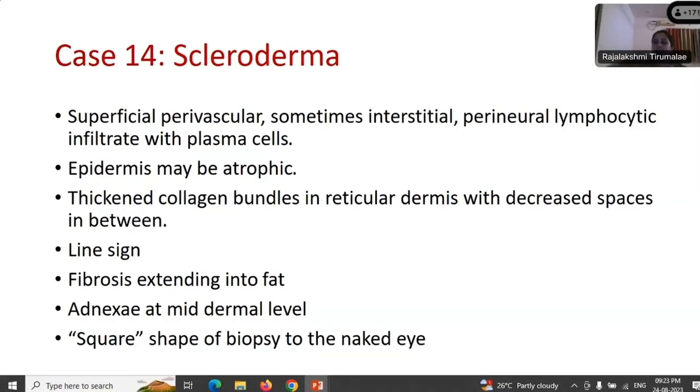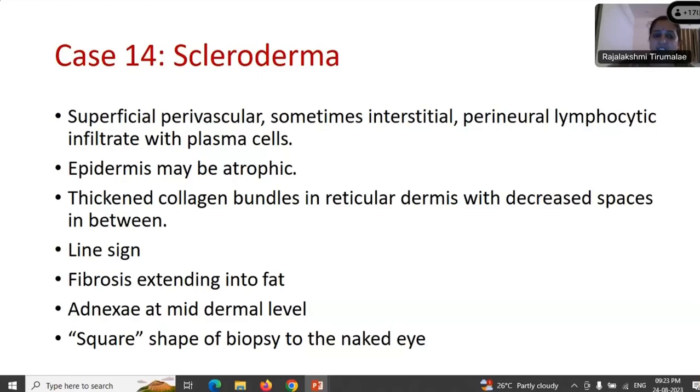The important thing is that sometimes you have an inflammatory stage in a scleroderma, right? So you can get perineural infiltrates too, right? That doesn't mean it's leprosy, right? You can get perineural infiltrates in a scleroderma. You can get a lot of plasma cells. And again, it depends on what stage of the lesion is getting biopsied.